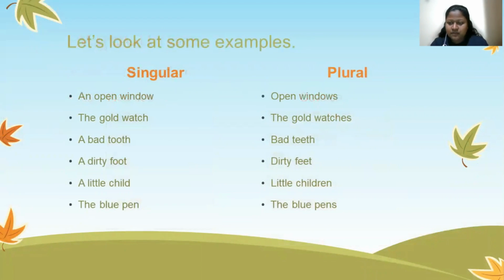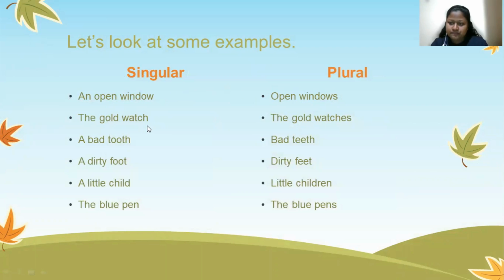Now let's look at some more examples. Let's look at the forms, how an adjective is used in the singular and plural forms. An open window is singular, open windows is plural. We lose an because it indicates one. And we do not change the adjective, we make the noun plural. We simply add s to the end of the word.